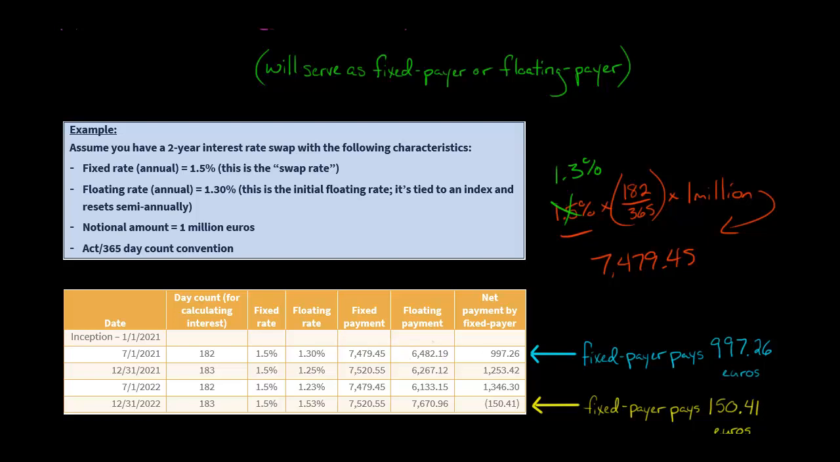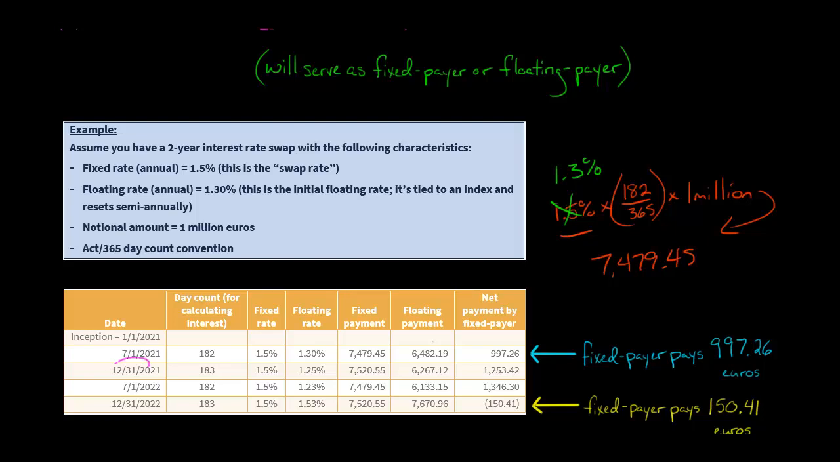But they don't send each other the full amounts, like the fixed payer doesn't pay 7,479 euros to the floating payer and then the floating payer pays theirs. They just exchange the difference. In this case, this is higher than this, so the fixed payer is the one that, on a net basis, has to pay. So the fixed payer is going to end up paying the difference, 997.26 euros, to the floating payer, and the floating payer pays nothing. Just remember, it's just the difference between the two that changes hands. There's no need for each of them to write a check to each other.